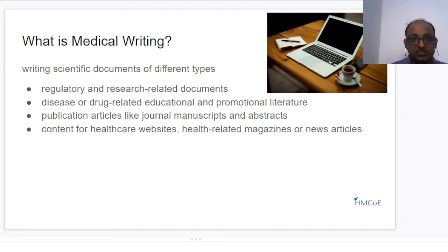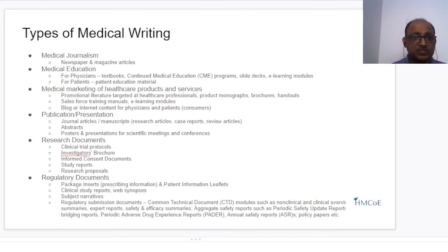Apart from this, there is content for healthcare websites, healthcare magazines or news articles. These are commonly known as blog articles, and these are more for the common public rather than the scientific community. So this kind of document has to be a more simplified version. I hope you are clear with these types of documents.